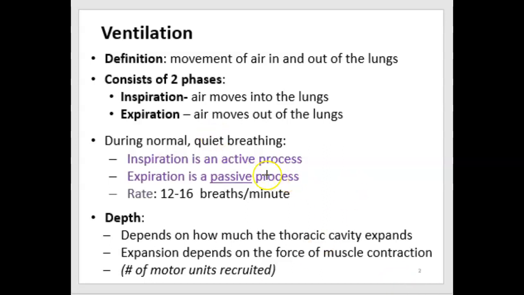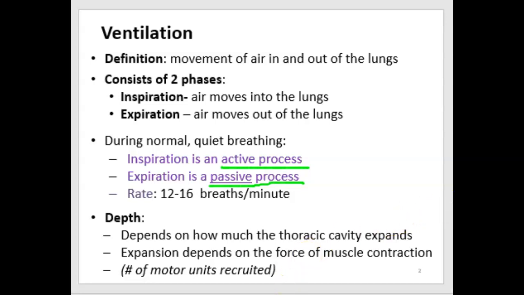Inspiration is considered an active process because muscle contraction is required. Expiration, on the other hand, is passive, and we consider it a passive process because muscular contraction is not required in normal, quiet breathing because the muscles are relaxing and reducing the size of the thoracic cavity.